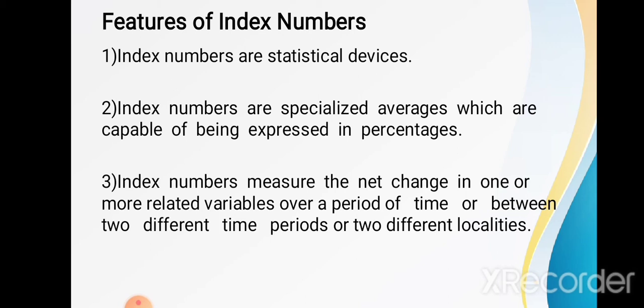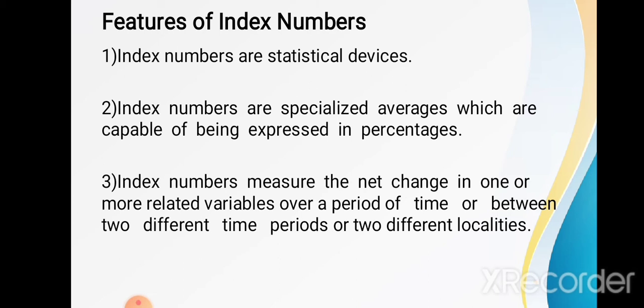Index numbers are a statistical device, and the second feature is that they are a specialized average. Index numbers are specialized averages which are capable of being expressed in percentage. So an index number is a specialized average, and these averages can be expressed in the form of a percentage. So the first and second features are clear.